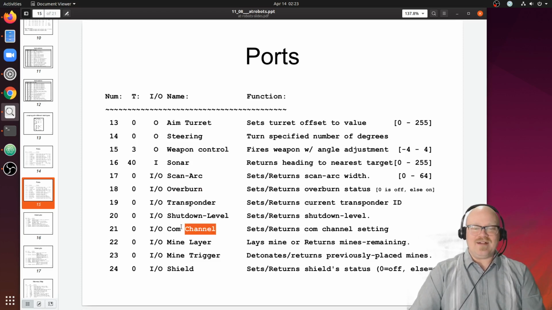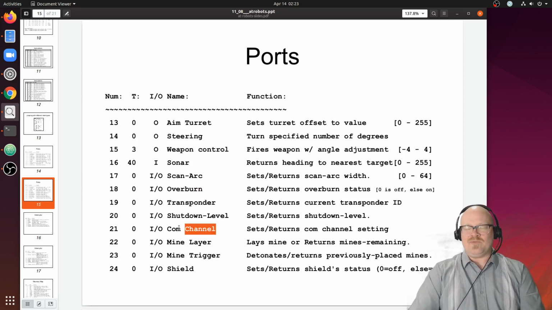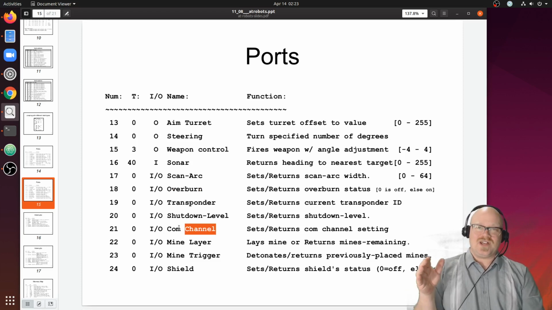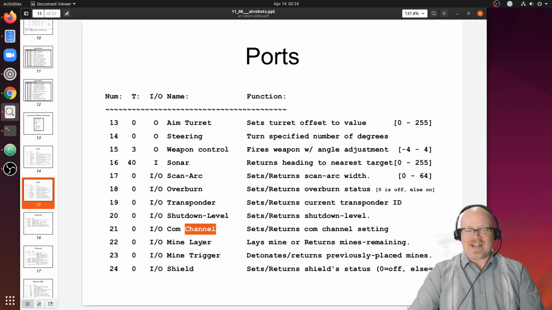The COM channel level, or COM channel port, allows you to set which communication channel you're going to talk on for your wireless communications with the transponder. The mine layer allows you to lay mines or find out how many mines you have left out there. So if you output to this, it drops a mine.